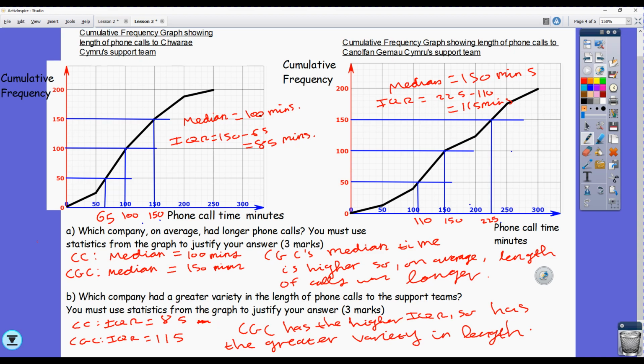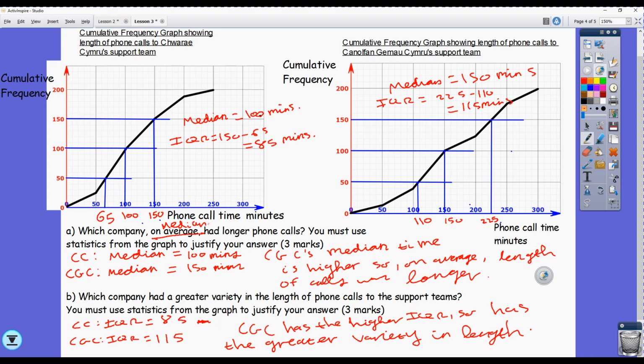So just like before, I've worked out the median, upper quartile, lower quartile of both of the cumulative frequency graphs. I've then worked out the interquartile range for each of them, and I've used those, what we would call summary statistics, to answer the questions. So for A, we want which company on average had longer phone calls. So that means we want to see which one of them has the higher median, because when we see that word average applied to cumulative frequency, we should think median.